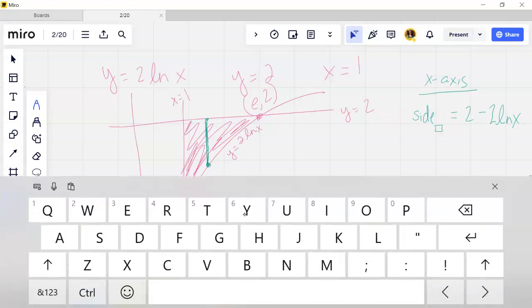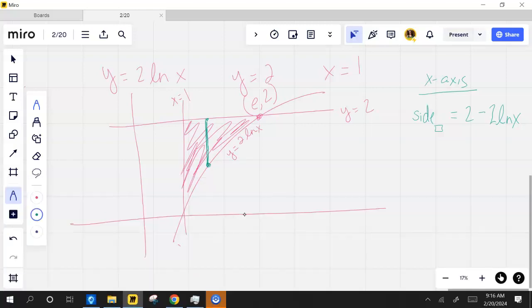To find this green area, if I go all the way up to 2, that gives me this length, right? So I need to take out the white length. Well, what is the white length? The white length is 2 ln x, because that's the curve it's going up to right here. So if I take the whole thing and subtract out the hole, then I'll end up with the shaded area.